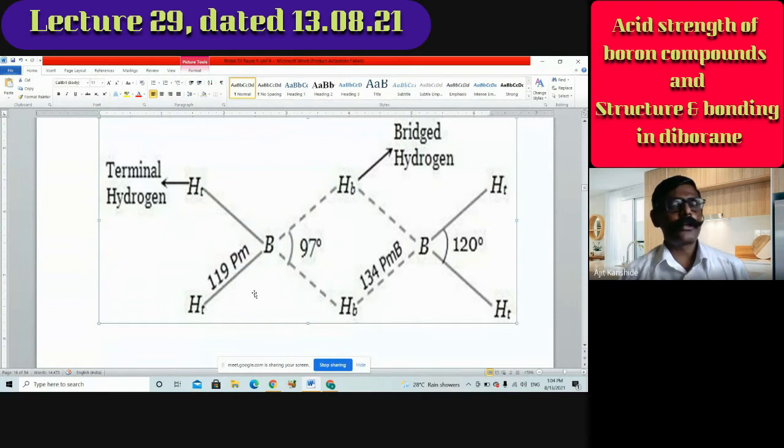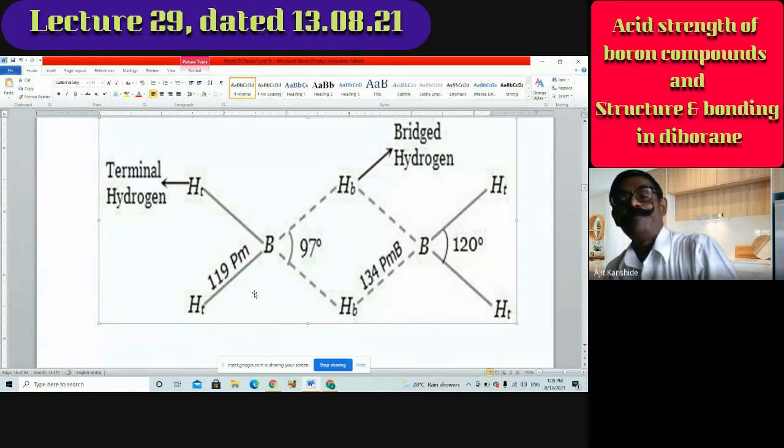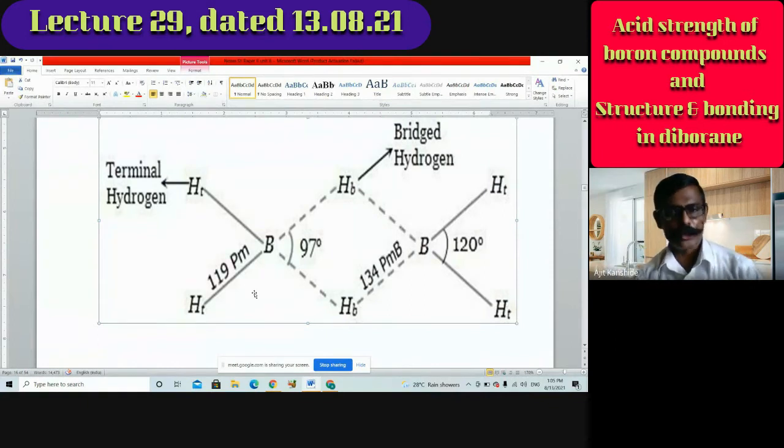Total how many hydrogens are there? 6 hydrogens are there. What is the formula? B2H6. So 6 hydrogens. Out of those 6, how many are terminal? 4. See, 4 here. This is one hydrogen, second hydrogen, third hydrogen, and fourth hydrogen. Read this diagram carefully. The boron-hydrogen bond is shown by a dash. This also is shown by a dash. This also, and this also.